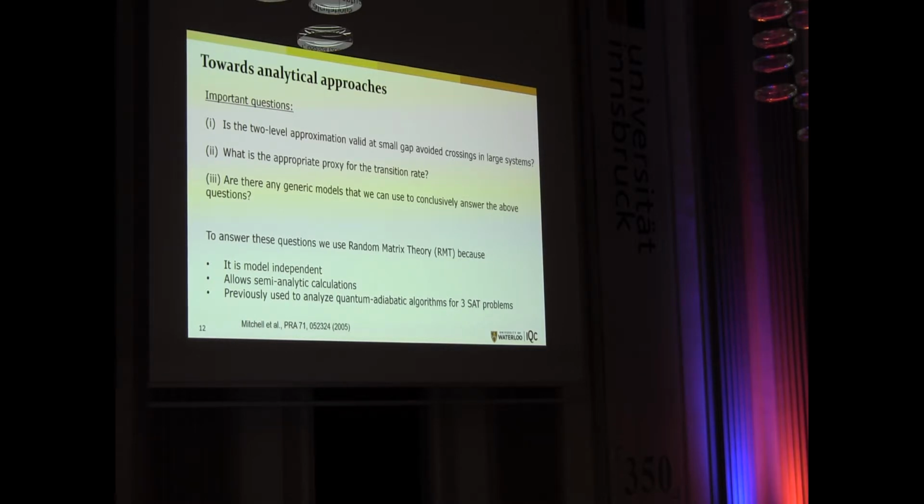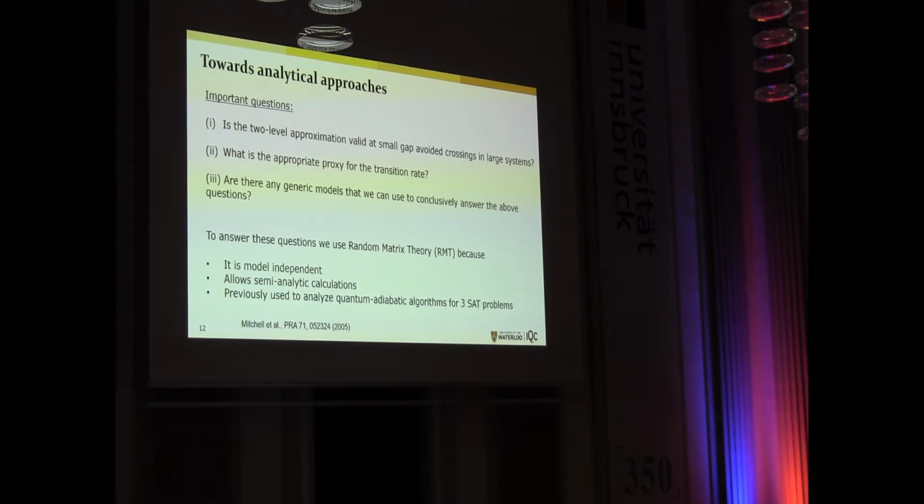So there are several key questions here. The first is whether the two-level approximation holds in those regions where the gap is small. What is the right proxy for the transition rate? So we have good evidence that this curvature operator is a good quantity to look at, but we are thinking of whether there are maybe other approaches. And also, can we look at generic models that describe hard annealing problems?